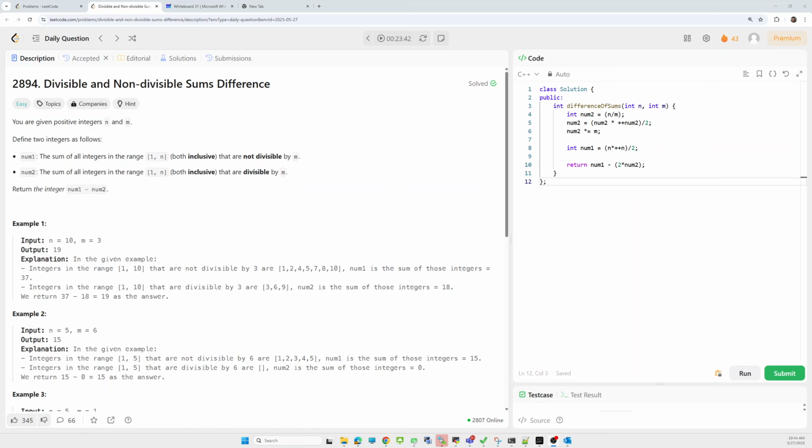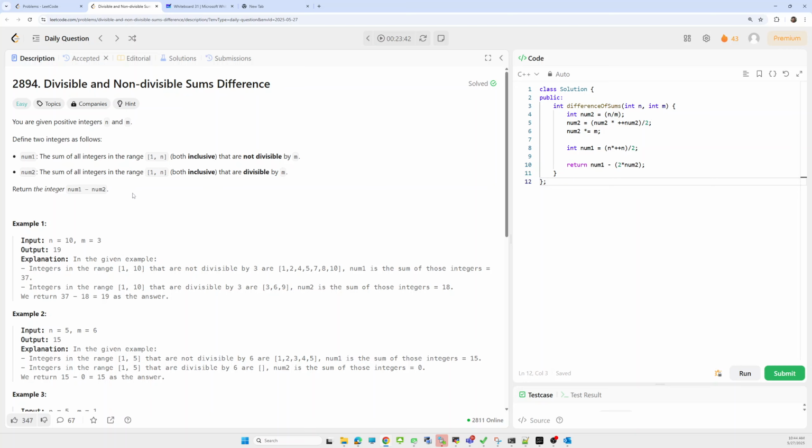Hello all, welcome back. Let's look into today's LeetCode problem. The problem name is Divisible and Non-divisible Sum Difference. In that problem we are given two integers n and m. In the range from 1 to n, we have to count the sum of all elements which are not divisible by m, and similarly the sum of all elements which are divisible by m. Then we have to take the difference of that.